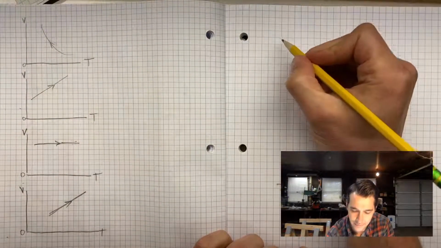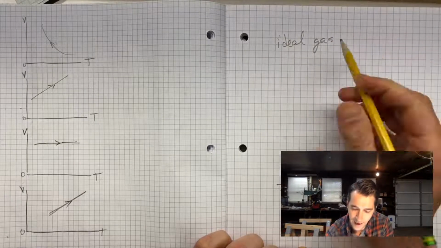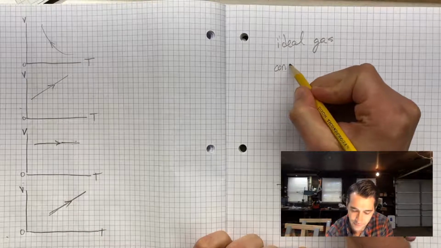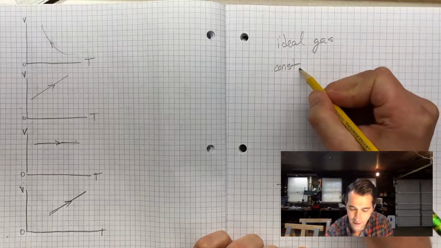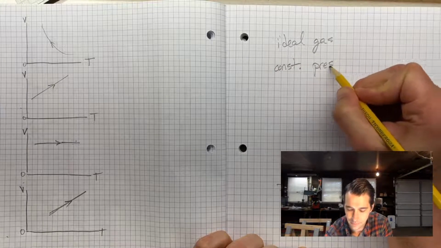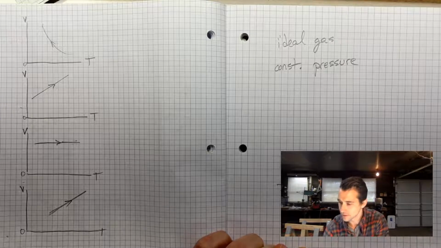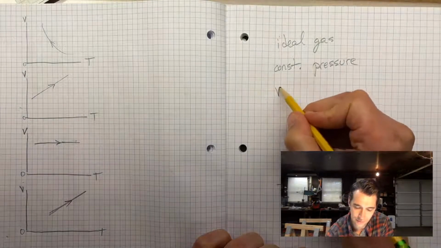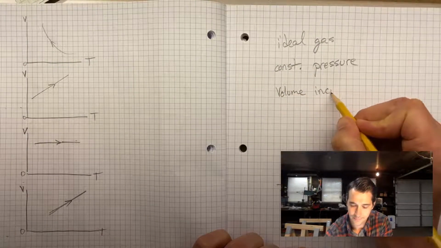It's an ideal gas. Isobaric means constant pressure. Right? Think about barometric pressure. Constant pressure, so P is not changing. What else? Expansion, so volume is increasing.